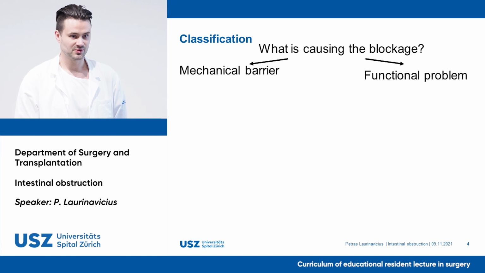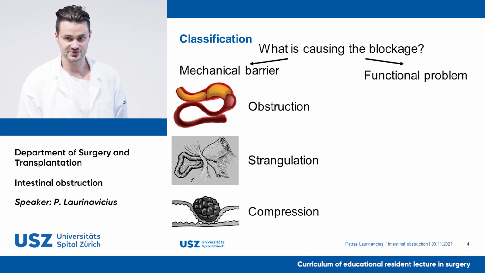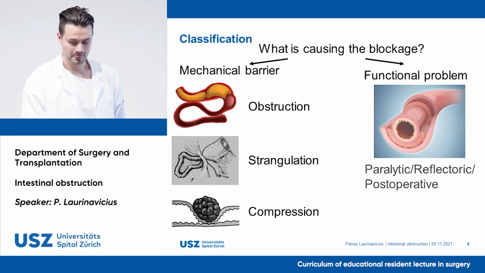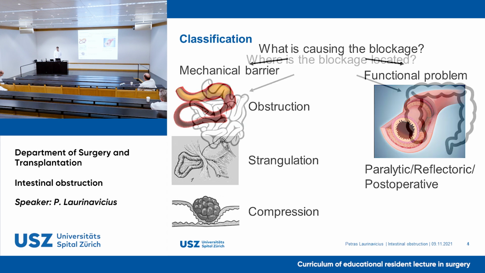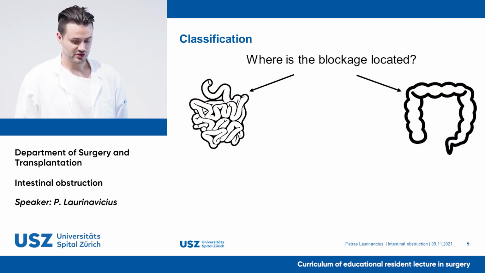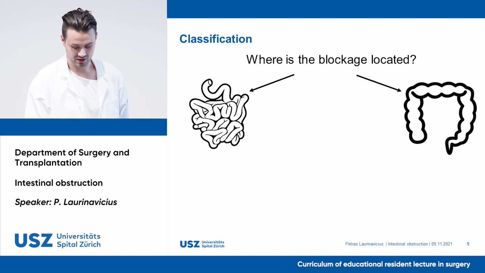There are many ways that one can classify the bowel obstruction, and I would like to start with the cause of it. So, firstly, we can have a mechanical barrier that is directly blocking the passage through obstruction, strangulation, or compression. Or we can have a functional problem, which is a dysfunction of intestinal muscles, and it can be paralytic, reflectoric, or post-operative. We can also classify the bowel obstruction according to its localization. It can be either in small or in large bowel.